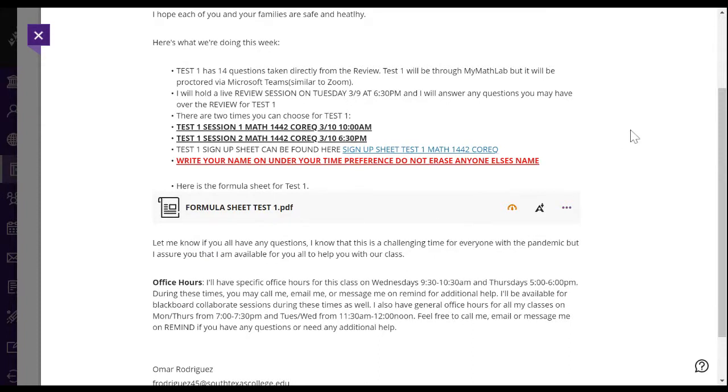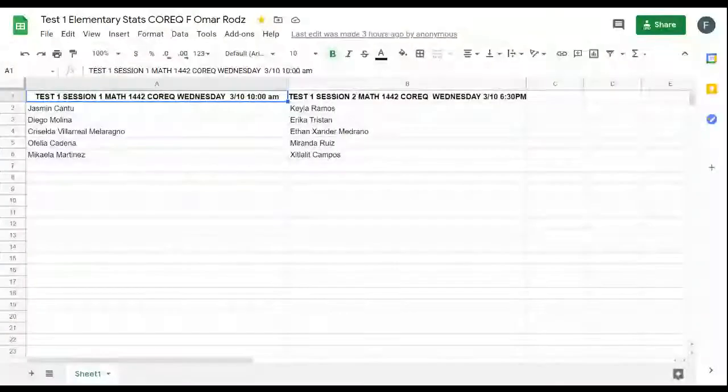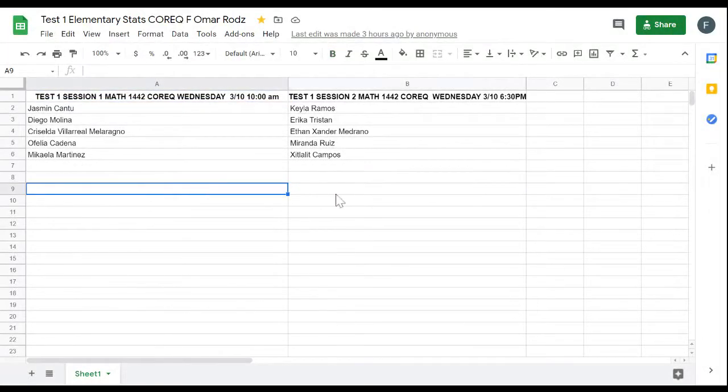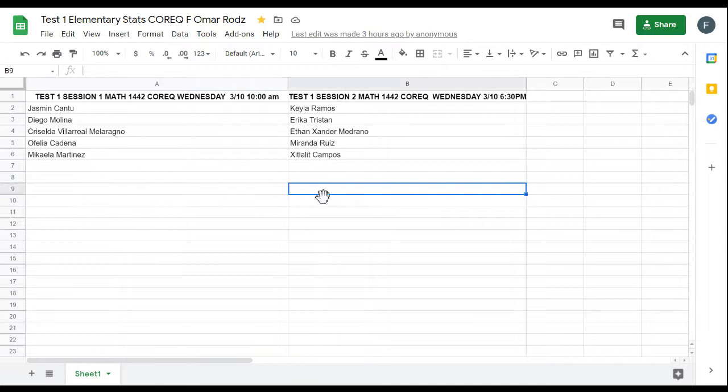Guys, here is the link to the sign-in sheet. If you don't know where it is, it's right here, and if you click on that, it opens up a new window. Let me share that piece with you guys so you can see it. We've got a few people signed up already. If you haven't yet, click on that link and put your name wherever you want. Don't erase anybody else's name. Just put yours wherever you want, whether tomorrow at 10 or tomorrow night at 6:30.